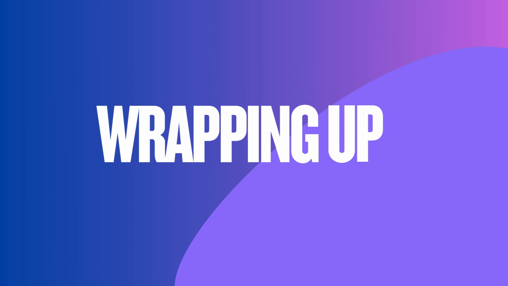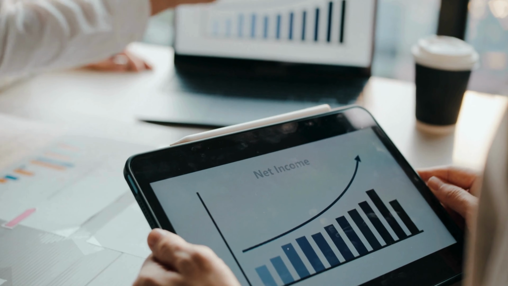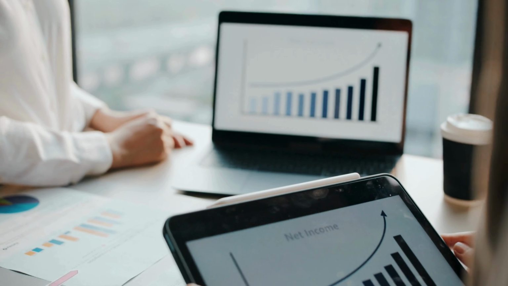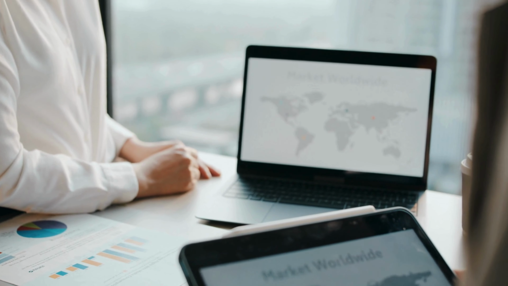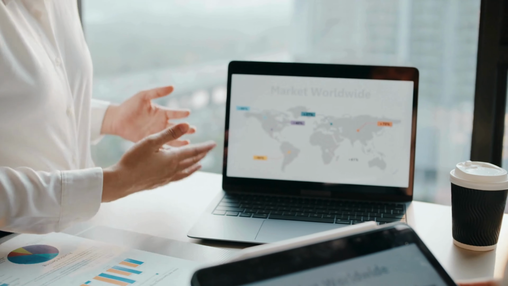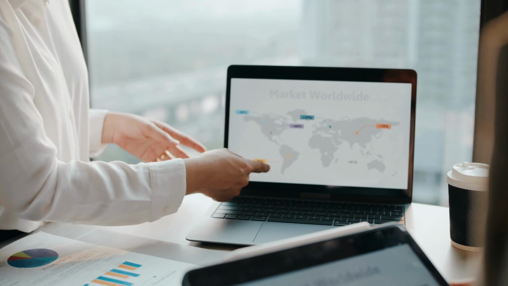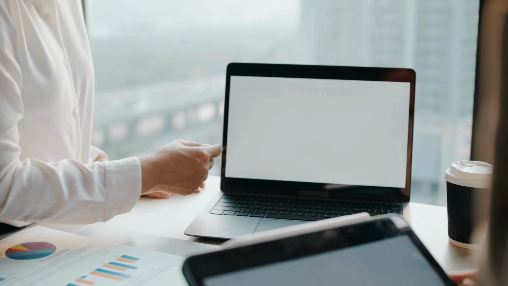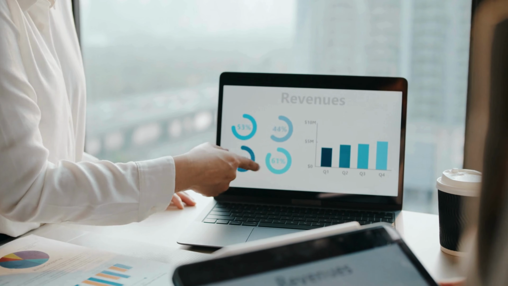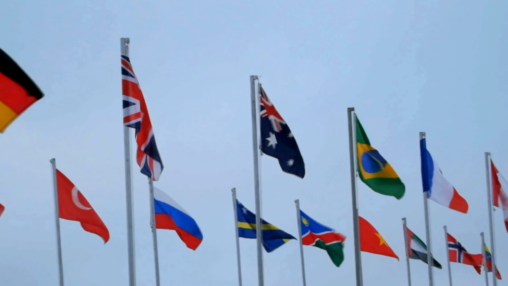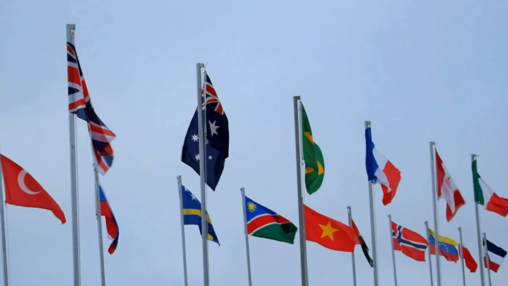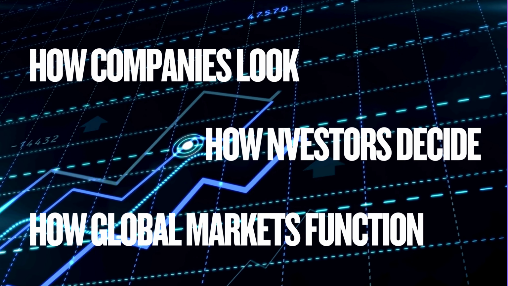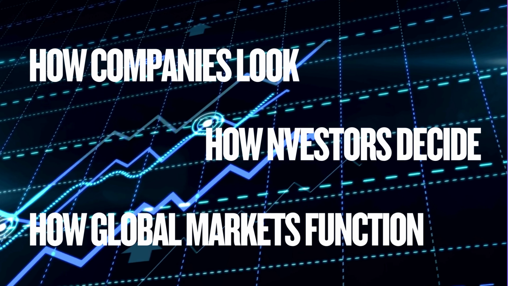And now wrapping up. IFRS and US GAAP are not just 2 sets of rules. They are 2 different ways of seeing the financial world. IFRS emphasizes global consistency, flexibility, and economic substance. US GAAP emphasizes precision, legal clarity, and detailed guidance. These differences exist because the US and the rest of the world evolved under different legal, cultural, and economic conditions. And they matter because they change how companies look, how investors decide, and how global markets function.